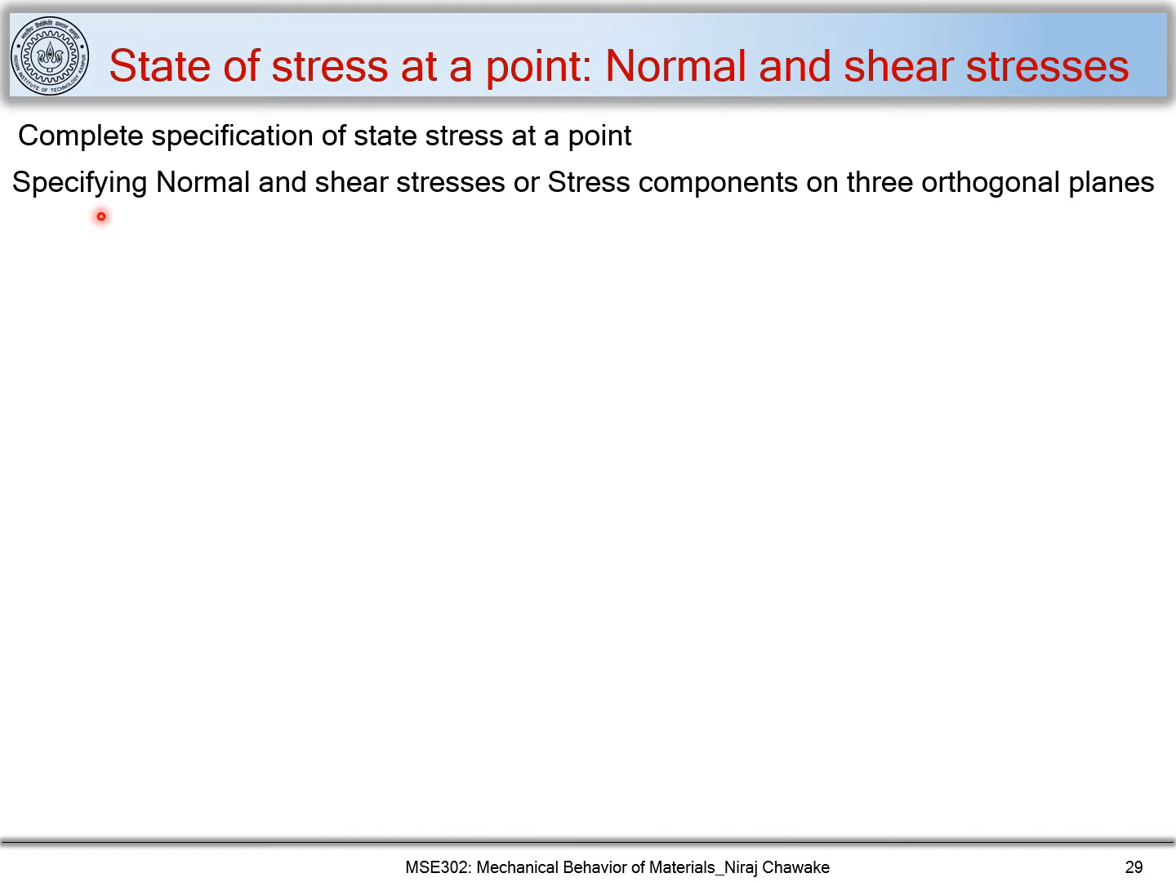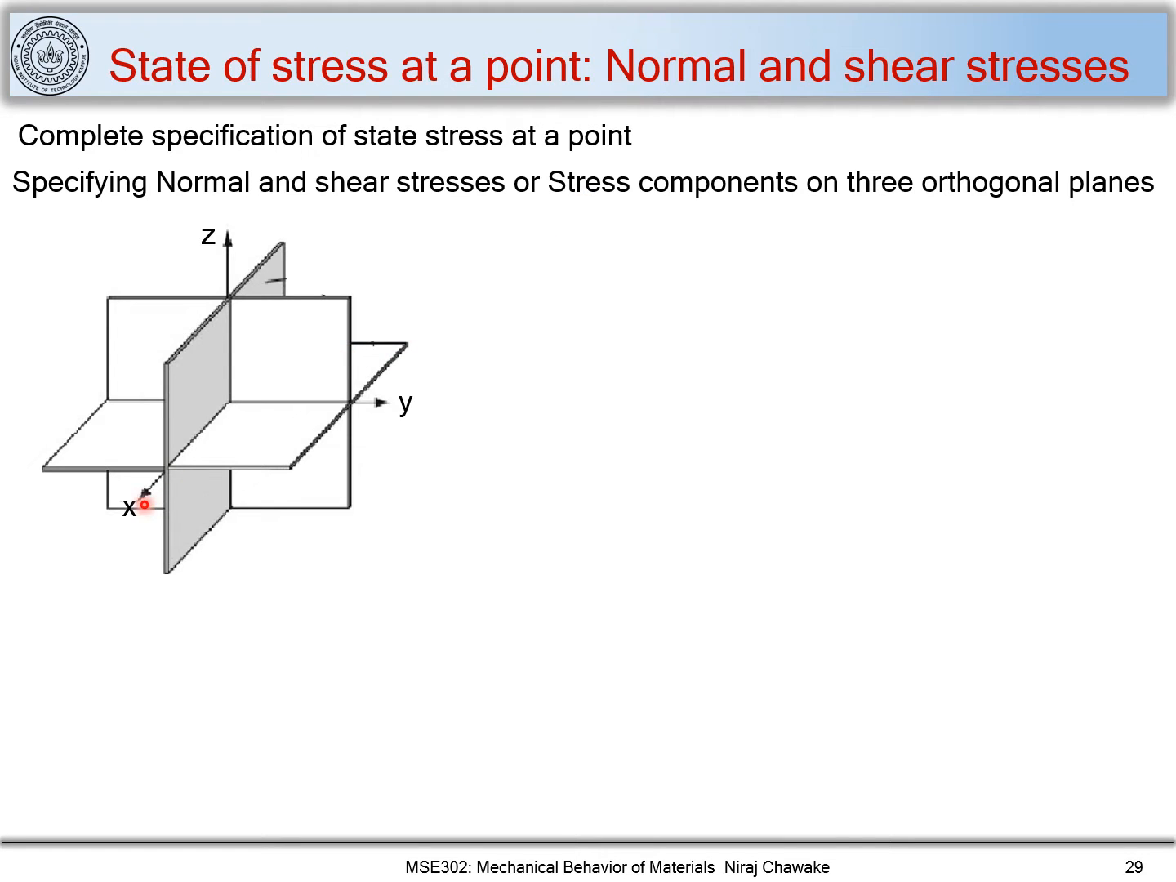So we have to specify normal or shear stresses, or we can call them stress components, on three orthogonal planes to define the complete state of stress at any given point. So I have my reference coordinate axes x, y, z in this fashion, and I have three orthogonal planes. One is the x plane, which is perpendicular to the x direction, the y plane perpendicular to the y direction, and the z plane, which is perpendicular to the z direction.